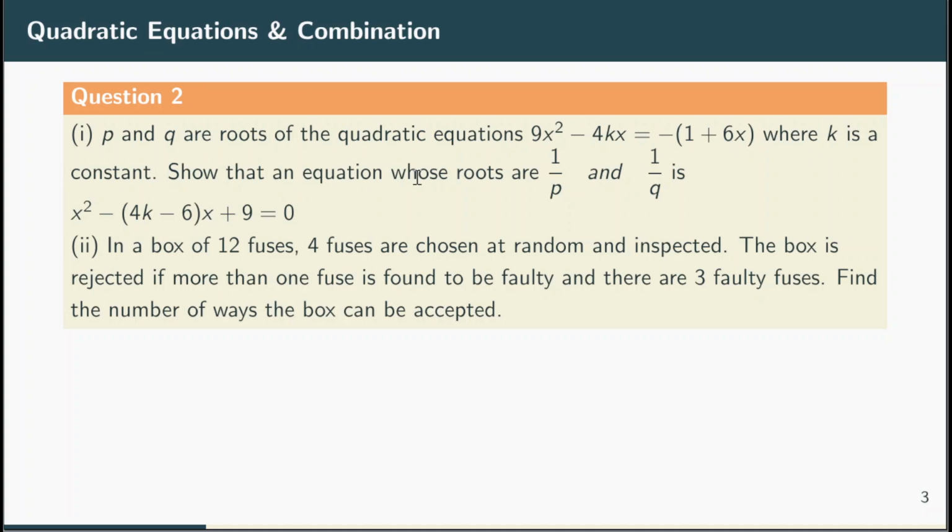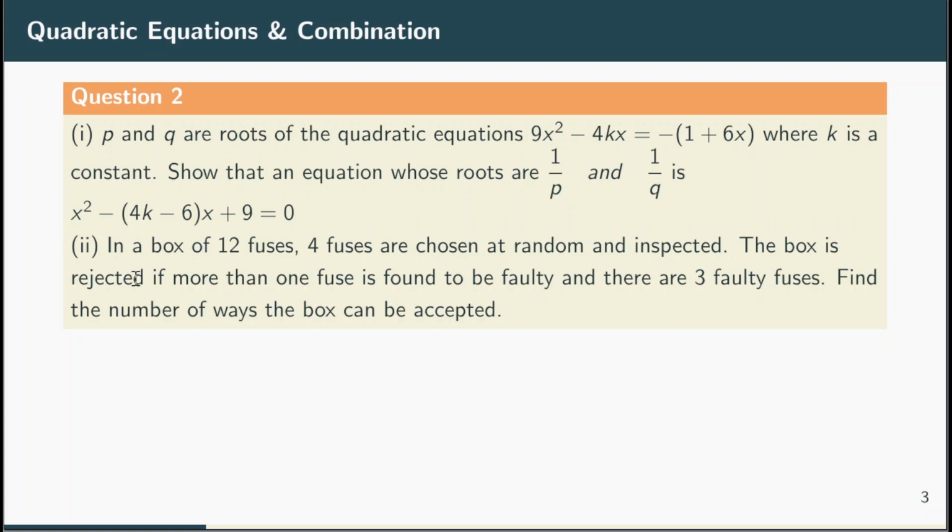Show that an equation whose roots are 1 over p and 1 over q is x squared minus (4k minus 6) multiplied by x plus 9 is equal to 0. And the second question is a question on combination. We are going to read that later and solve.